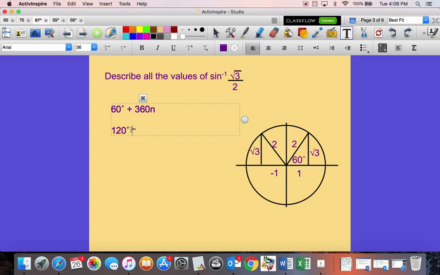The other one would be the 120 that we found, also plus 360n. And that would describe all of the values. It doesn't matter how many times we go around. If we went around a negative amount of times, we would just put in a negative 1. If you put in a negative 1 here, that would give you an angle measurement that would still end right here on this side. So here are the equations that would work to get this square root of 3 over 2 for sine inverse.